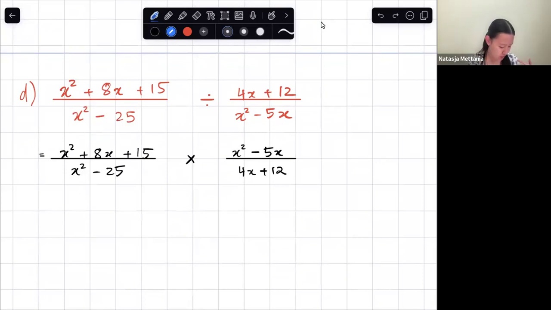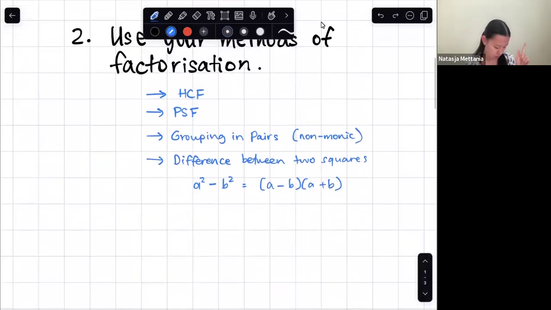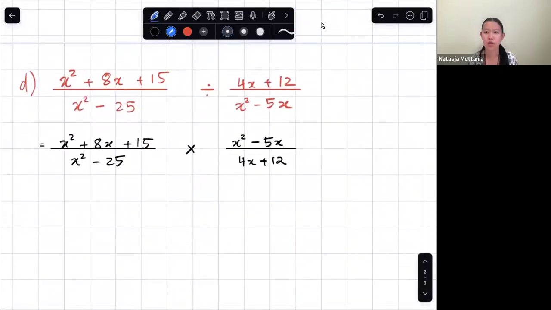I can't use grouping in pairs because in front of the x squared here, there's no number greater than 1. So I can't use grouping in pairs, and I can't use HCF. Now looking at our formula for difference between two squares, a squared minus b squared, it needs to look something like that, so basically x squared minus a perfect square, like 25, 16, 9, 64. Perfect squares are basically 8 times 8, 4 times 4, 3 times 3. If I look at it here, no, it doesn't look like that format.